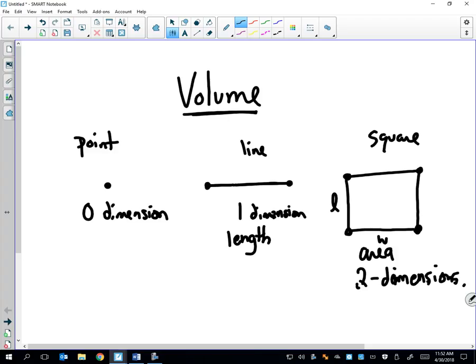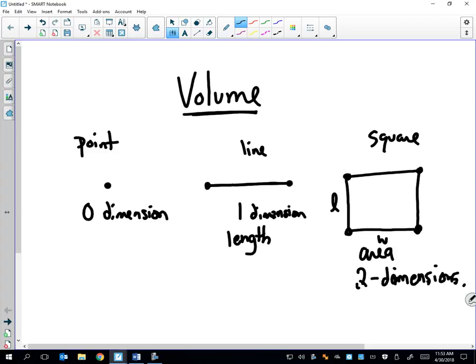Now here's the key, and here's why volume is so much easier than surface area. I don't have to take a 3-dimensional object and break it down into all of its little 2-dimensional shapes, like we did with surface areas. We always took the surface areas of 3D objects and broke them down into rectangles, squares, triangles, and circles for cylinders, right?